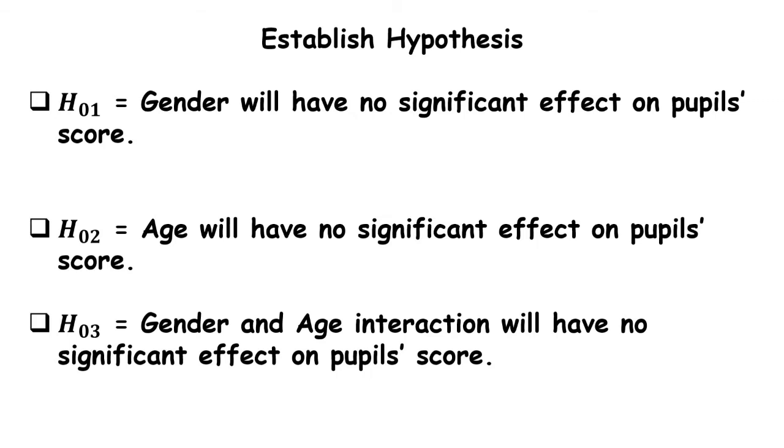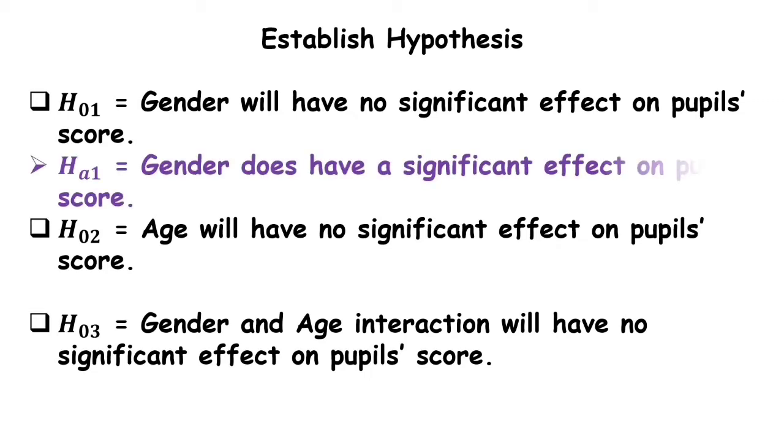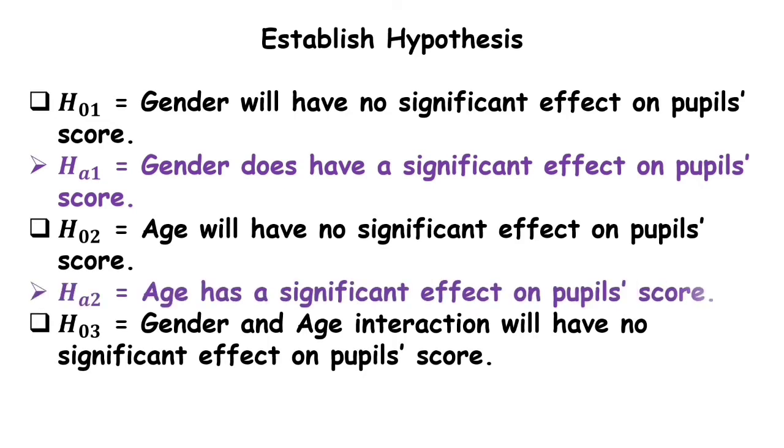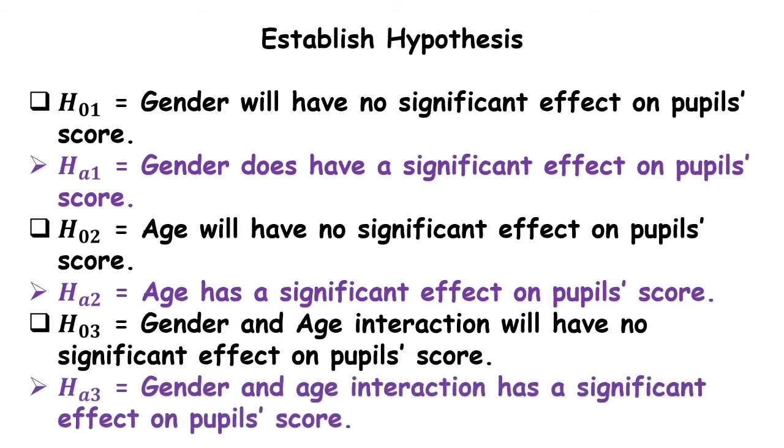Now, through ANOVA, we will attempt to disprove the null hypothesis by stating our alternative hypothesis. First, gender does have a significant effect on pupil score. Second, age has a significant effect on pupil score. And third, gender and age interaction has a significant effect on pupil score.